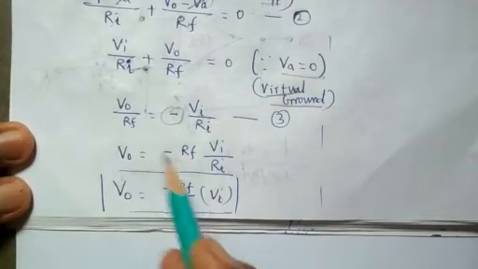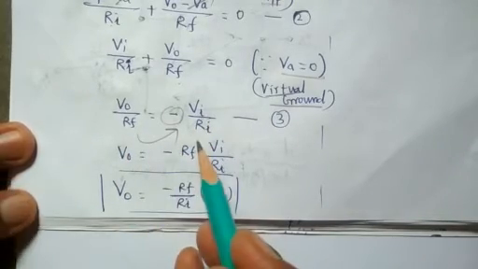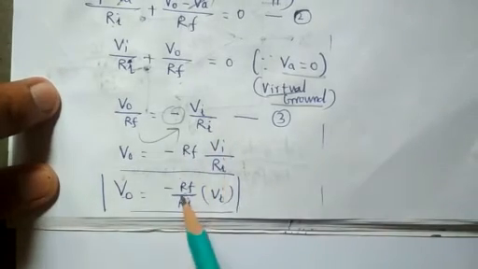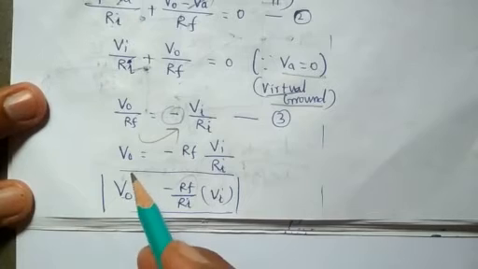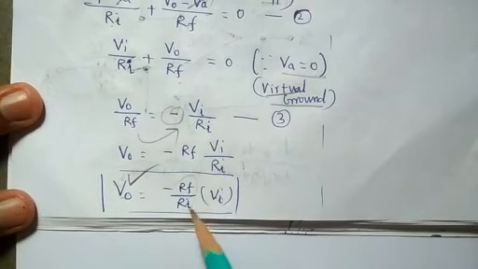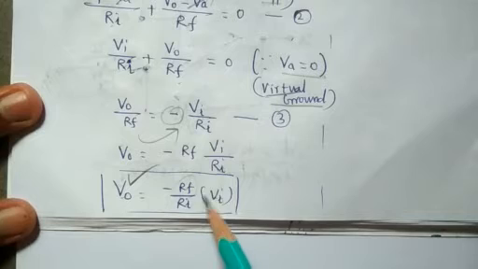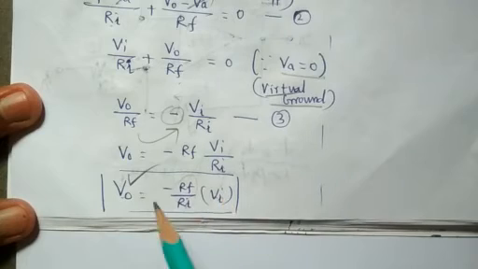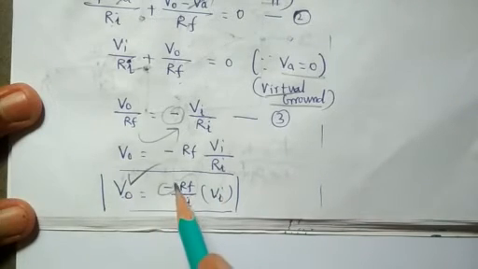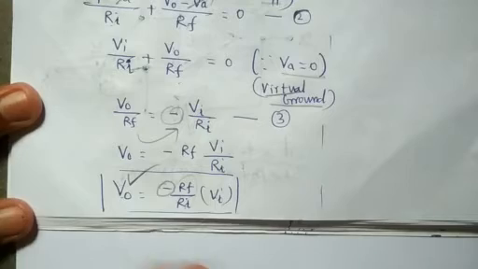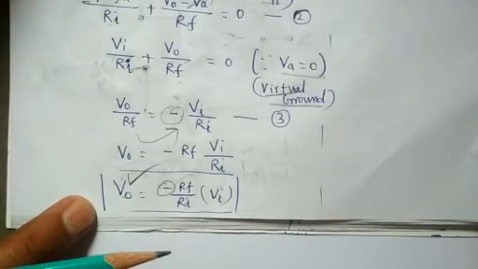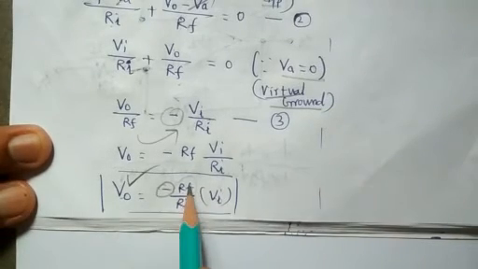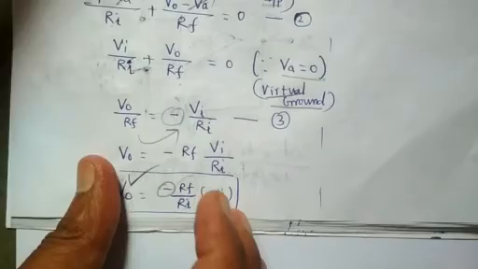So V out equals, RF is moved to the right hand side, minus RF into Vi by Ri. So V out equals minus RF by Ri into Vi. This is the output of this inverting amplifier circuit: feedback resistance divided by input resistance into the input potential will give you the output potential. You will have a minus because this configuration is inverting. So whatever the input may be, a 180-degree phase shifted output with a multiplication factor of RF by Ri will be available.